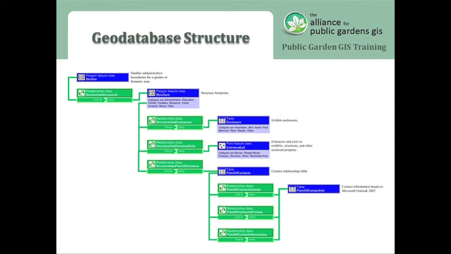You'll see here that our entrance and exit feature class is mapped using points. We just draw those points on the map of where those entrances and exits are, and they can be of subtypes barrier or fences. You can have an entrance and exit to a people mover, to your property and structures, as we mentioned, and then to any restricted areas you might have on your property. So all kinds of stuff you can do with the GIS.